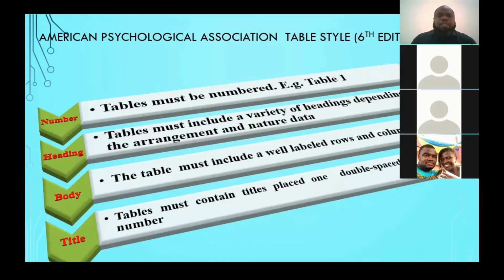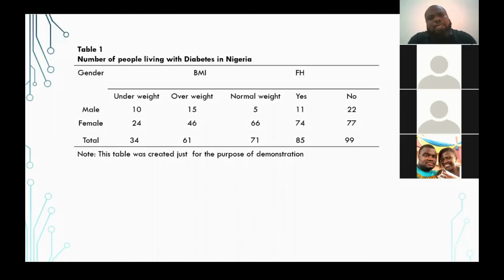Let's take, for example, a table I'm presenting that I designed just for demonstration. You will see Table 1. This is exactly the number of the table. Directly under it is the title of this table, the number of people living with diabetes in Nigeria. And we have considered gender, body mass index, and family history, underweight, overweight, normal weight, yes or no, as different headings. Under it, you will see the note.